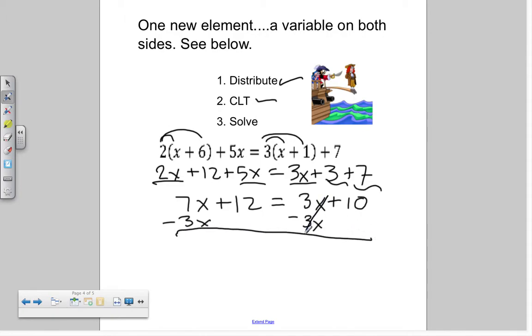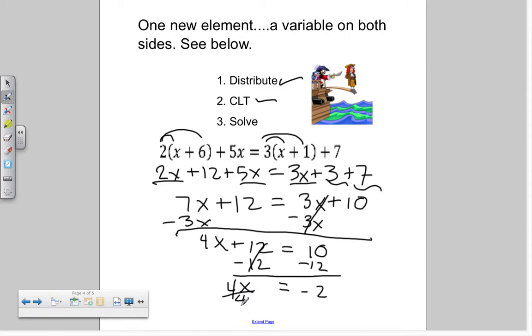So now this one goes away, and I've got 10 left on this side. Over here, I didn't touch the 12, so I recopy it. And over here, I've got 7x minus 3x, which is going to give me 4x. Now, this looks like something I've dealt with before. So now I'm going to subtract 12 on both sides. Now I don't have as much of a choice as to what to do. And I get 4x equals negative 2.